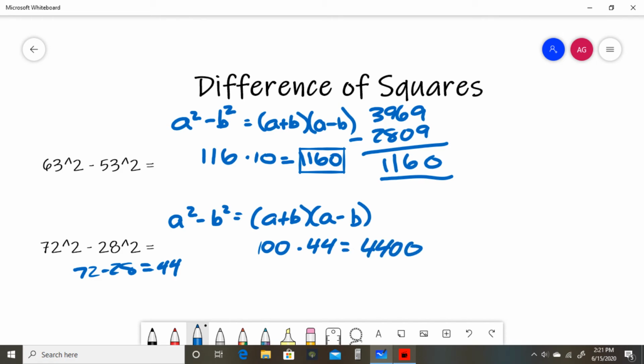To recap, if you have difference of squares, just take the sum of them, that's your a plus b, and then the difference of them, that's a minus b, and multiply them together. So 72 plus 28 is 100, 72 minus 28 is 44, and so to find the difference, just multiply 100 by 44 to get 4,400. And that does it for finding the difference of squares.